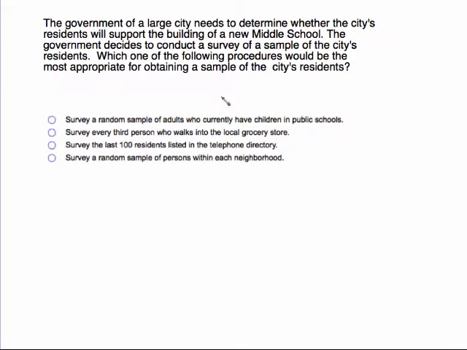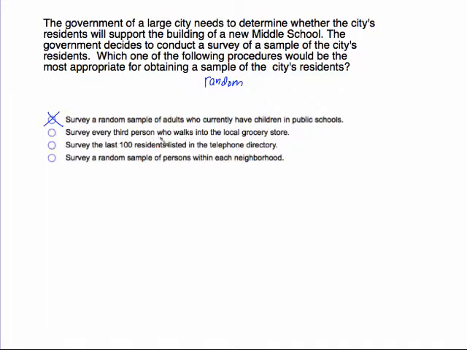So let's look at a couple problems here. The government of a large city needs to determine whether the city's residents will support the building of a new middle school. The government decides to conduct a survey of a sample of the city's residents. Which of the following procedures would be the most appropriate for obtaining a sample of the city's residents? Remember, we really want a total random sample. So let's see if any of these is random. Survey a random sample of adults who currently have children in public schools. Is that a fair survey? No, it is not, because it's only hitting the parents. How about all the people that don't have kids in the public schools? They have a vote in this.